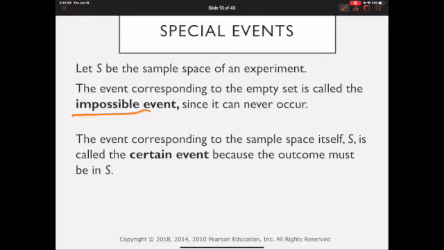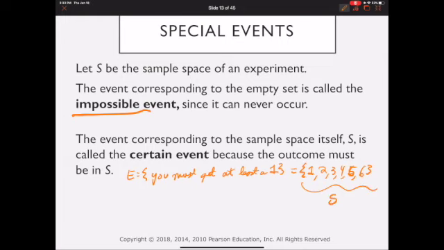The event corresponding to the sample space itself, S, is called the certain event because the outcome must be in S. So let's say I have you roll a die and my event is you must get at least a 1. So if you get something at least 1, you get 1, and then it includes anything greater than 1. Isn't this the entire sample space S when rolling a die? So that's an example of a certain event.